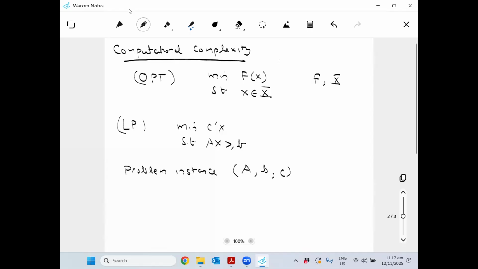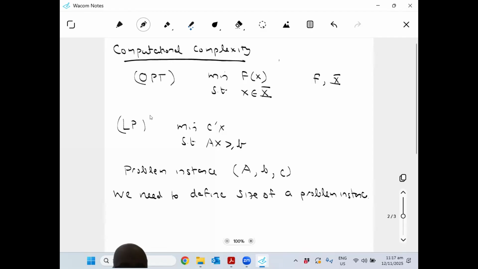So I need to first define, so we need to define the size of a problem. Okay. We need to define the size of a problem instance. Okay, how do you define the size? A size of an LP.